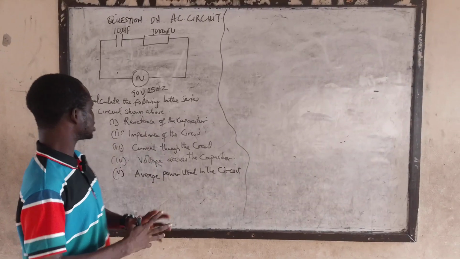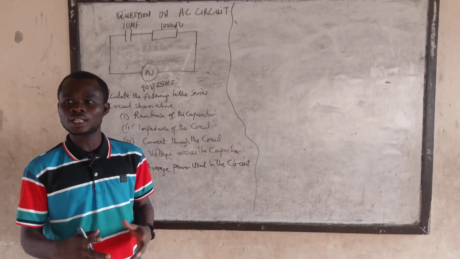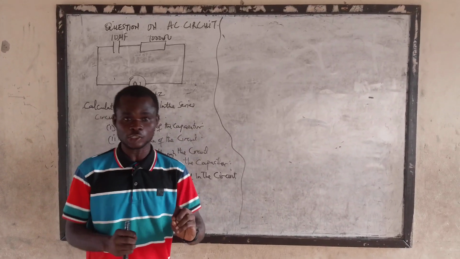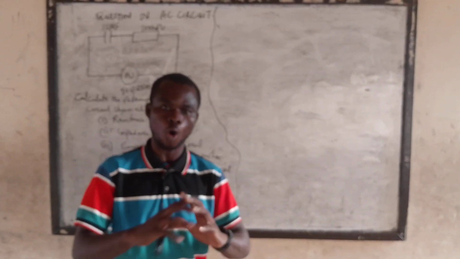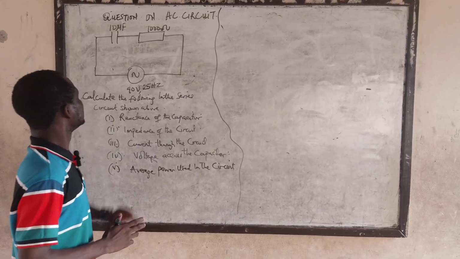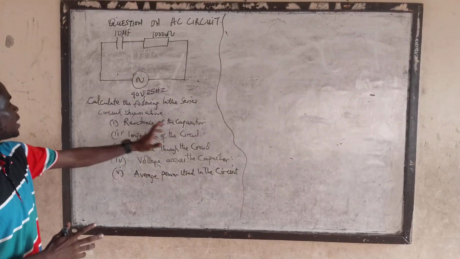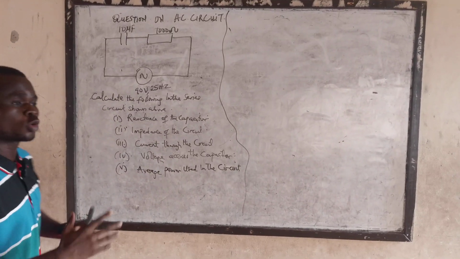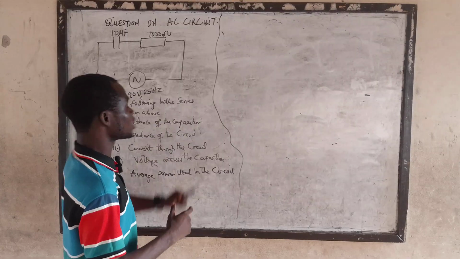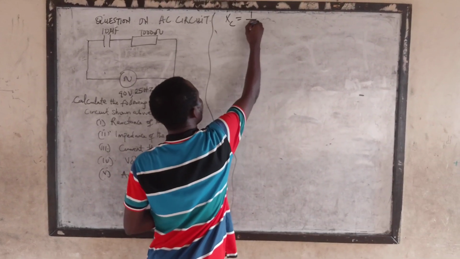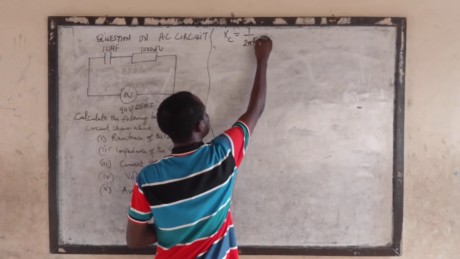Firstly, we need to know what reactance is. Reactance is the opposition to the flow of AC offered by a capacitor, by an inductor, or by both. Now, this is a circuit. If we want to get the reactance of this circuit, firstly, we need to know the formula for the reactance of the capacitor. That is X subscript C equals 1 over 2 pi f C.